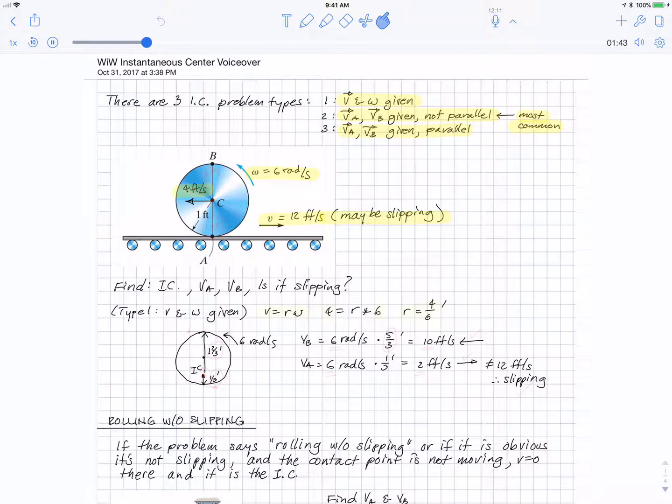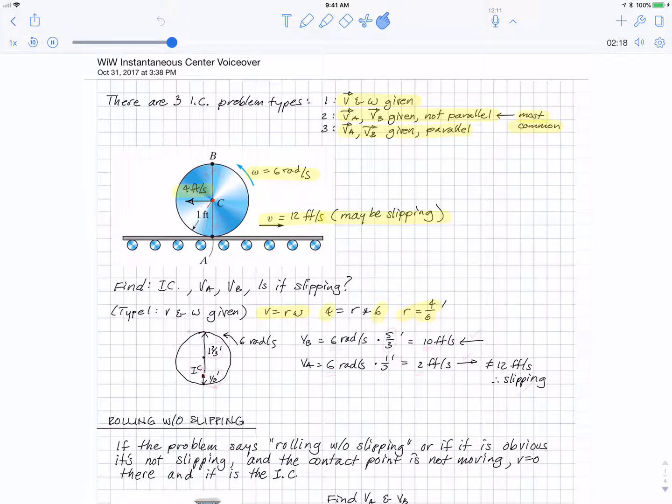And so we know that the velocity is r times omega. So we're given the velocity is 4. We're given the angular velocity omega is 6 radians per second. And so the radius from the instantaneous center to point C, which we're given the velocity for, is just going to be 4 divided by 6, and 4 feet per second divided by 6 radians per second, and that comes out to 2/3 feet. Okay, so we need to then locate where this 2/3 feet is.